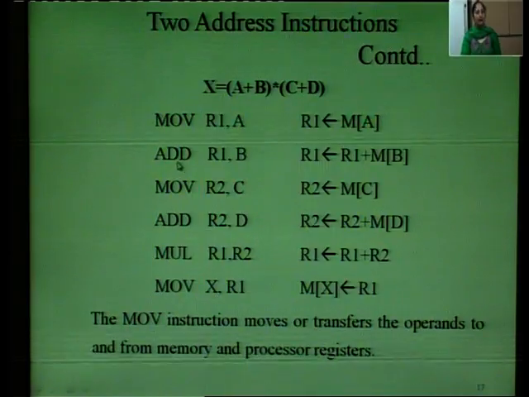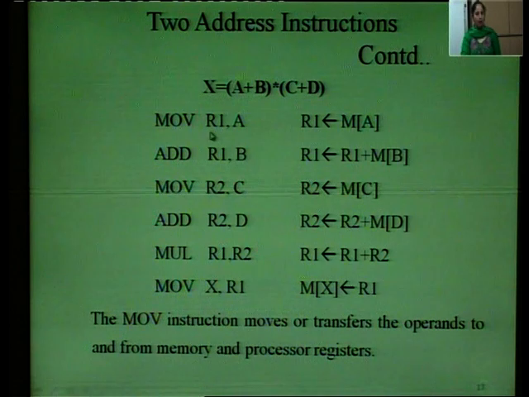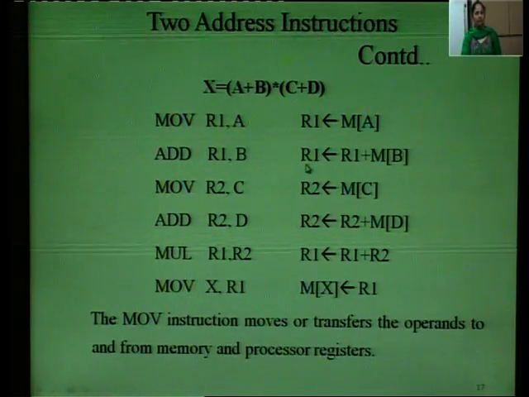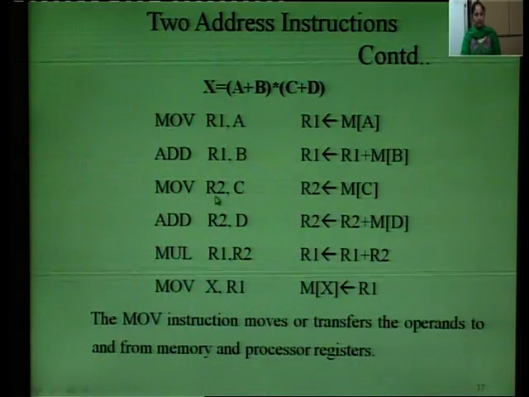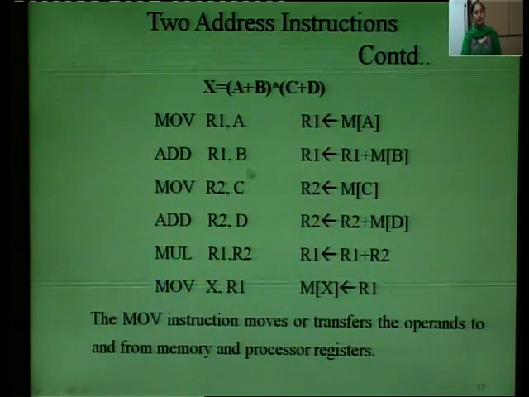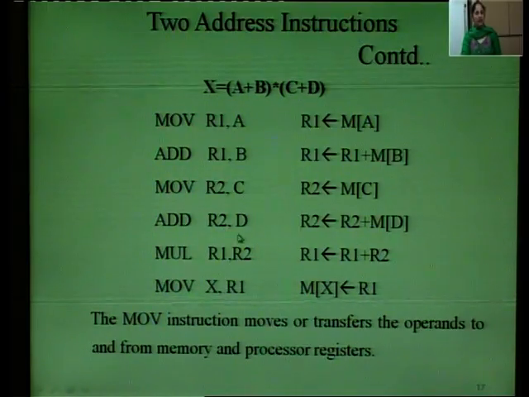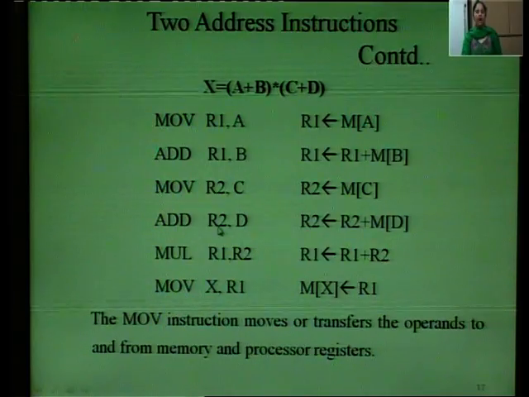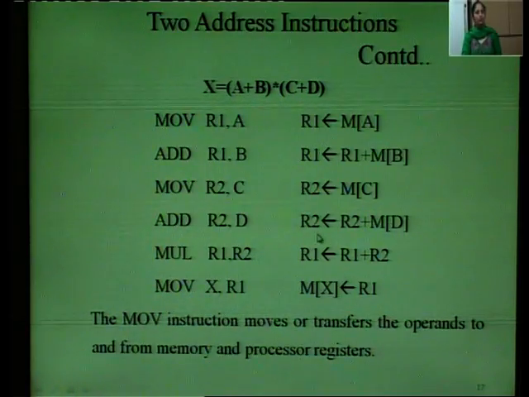Next step is add. Here we add a plus b: a is stored in the R1 and we add R1 and b, and the result is stored in the R1 register. The next move c in the R2 register, and in the same way add d into the R2 register, and the result is also stored in R2, in R2 plus C.